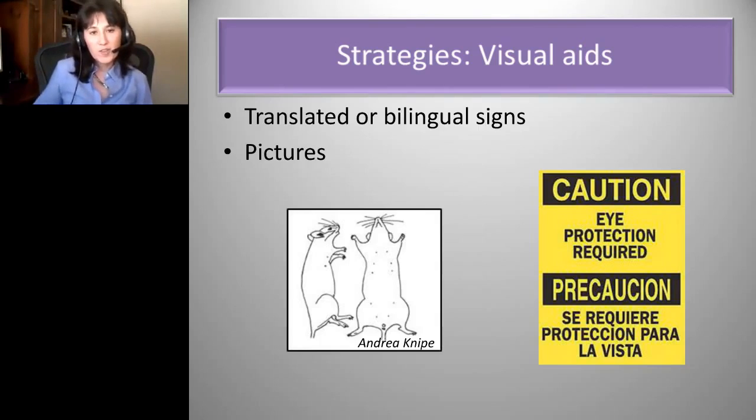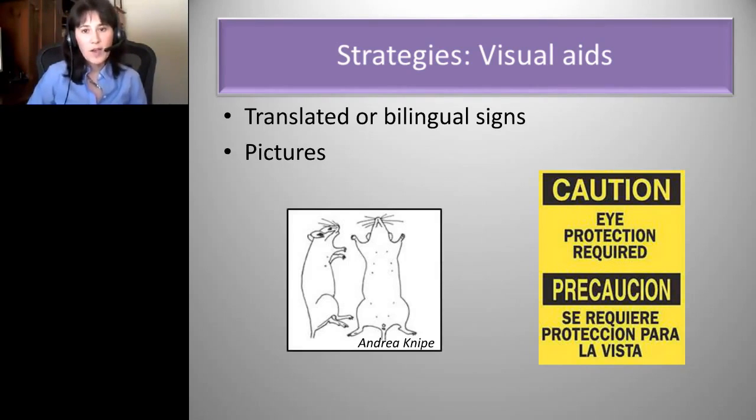So this is a picture. Those of you who do hands-on training labs, I'm sure you know, even for people who aren't English language learners, the pictures are very, very helpful. They're helpful for all types of learners, as well as when you're having different cultures in the learning environment. So pictures, translated or bilingual signs.